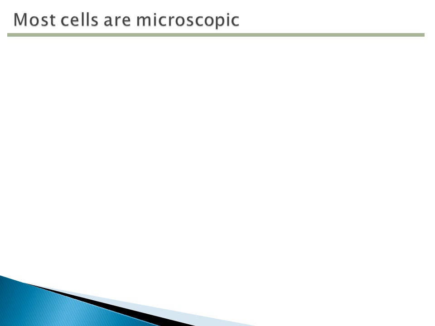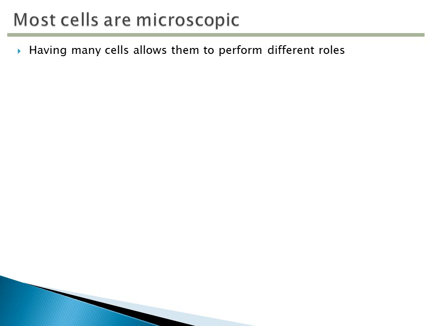Most cells are microscopic. In humans, we have many cells, which allows them to perform different roles. But when we look at that paramecium, that was a single-celled organism. All of the functions of that paramecium are performed in that single cell. So there should be no reason why it can't be very large based on this concept. But yet it remains small. So there has to be a different reason why it remains small.